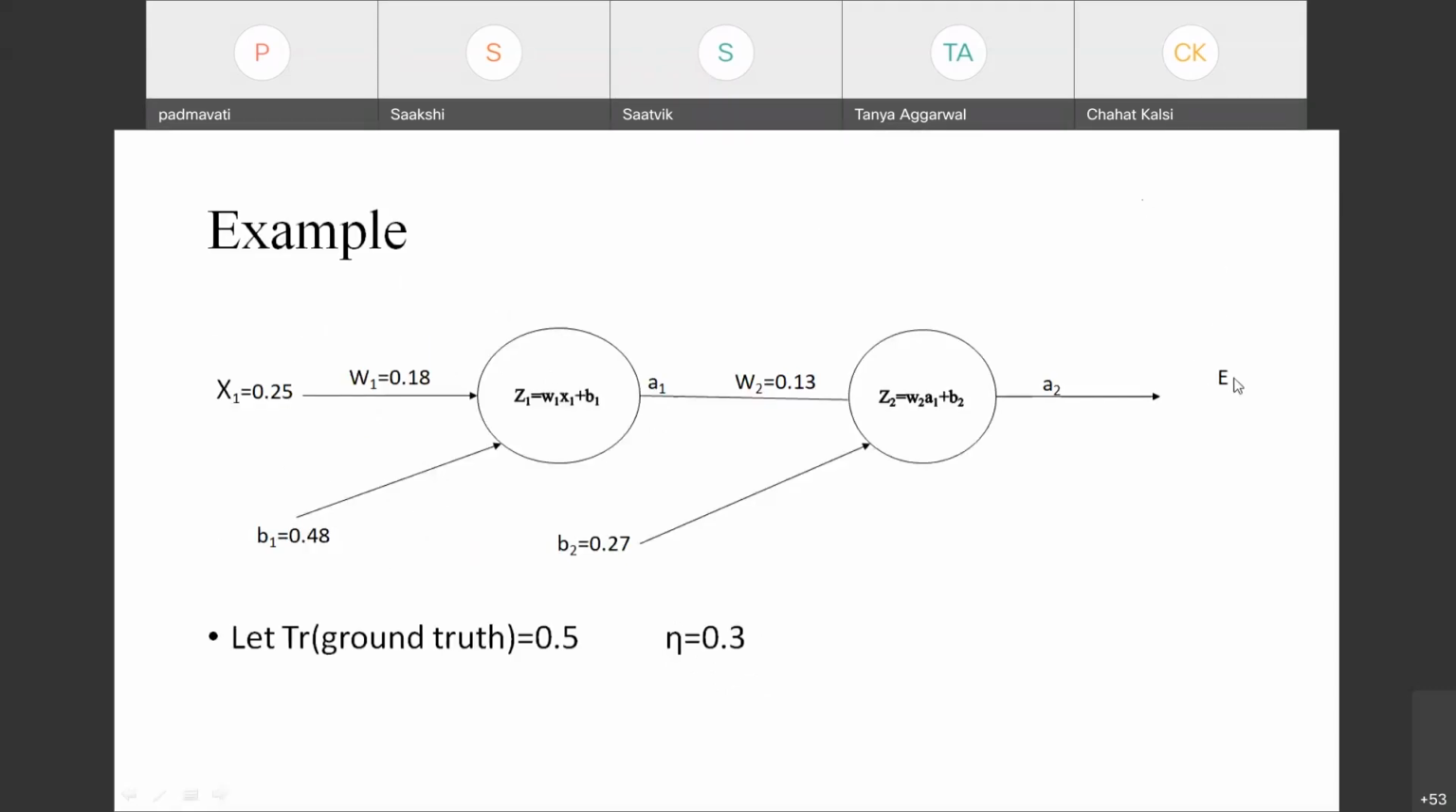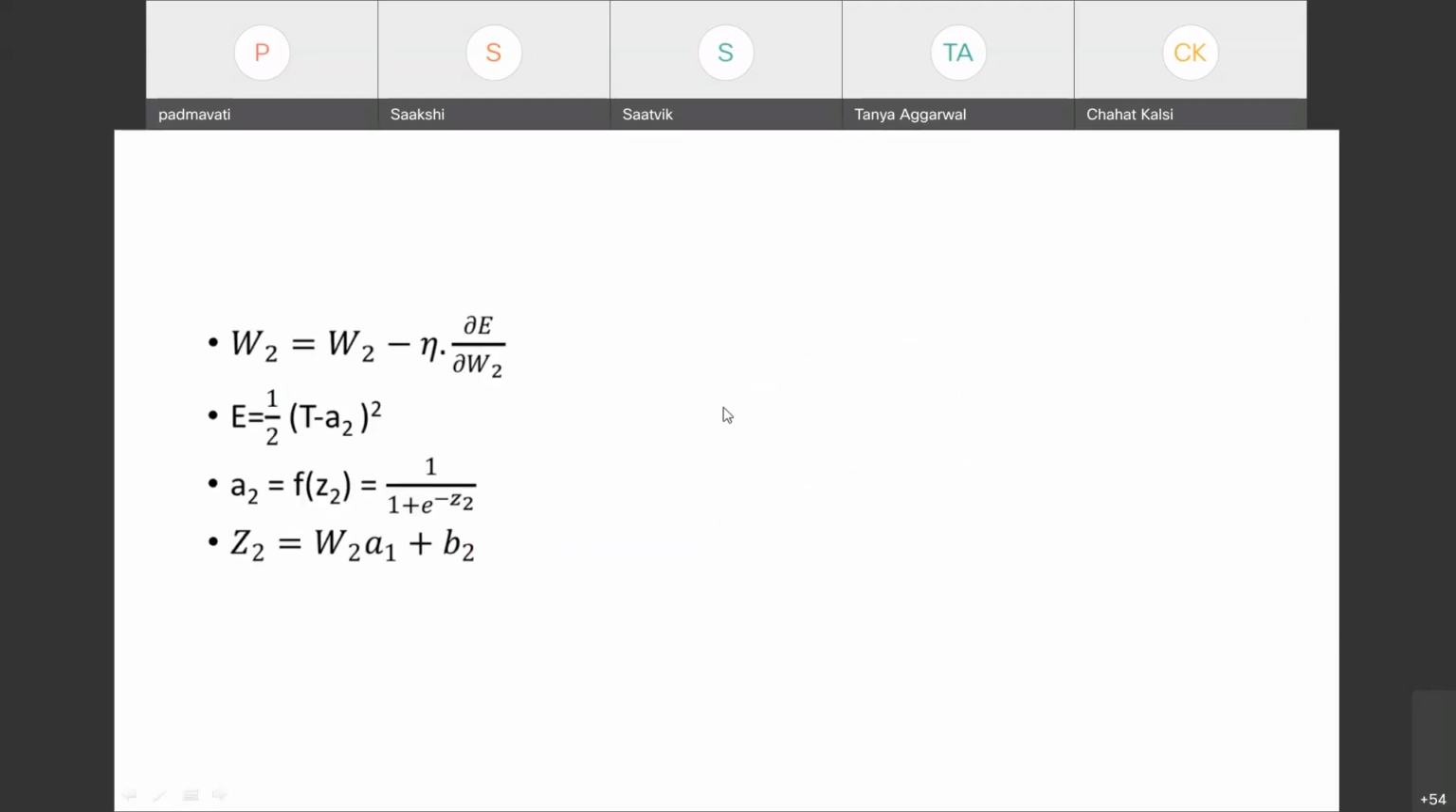That means I will try to back propagate my error with respect to W2. In the first step, I will back propagate the error with respect to W2, and in the next step, I will back propagate the error with respect to W1 as well. First, let us see how we back propagate this E to W2.